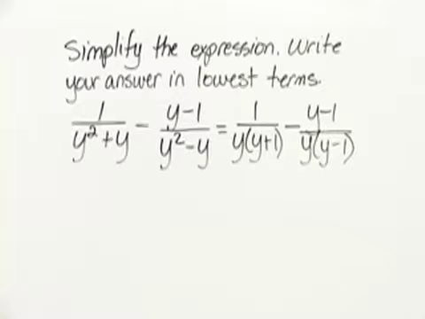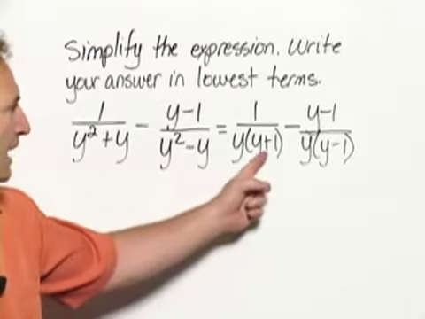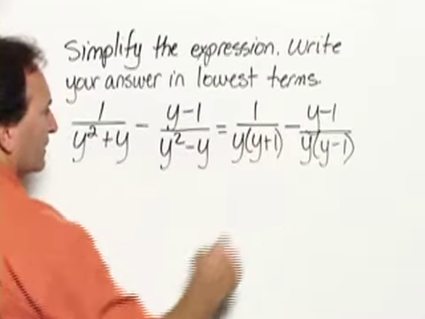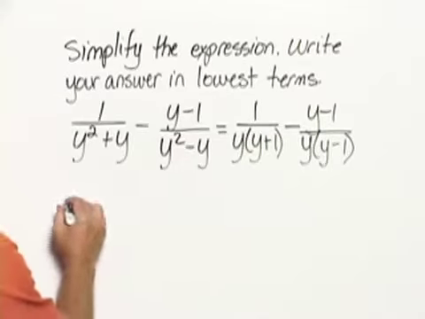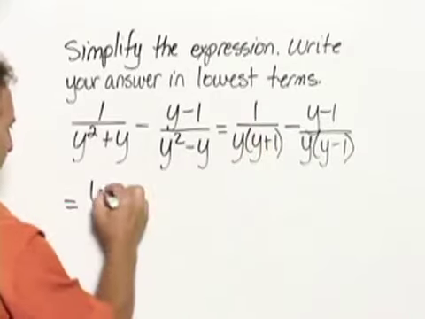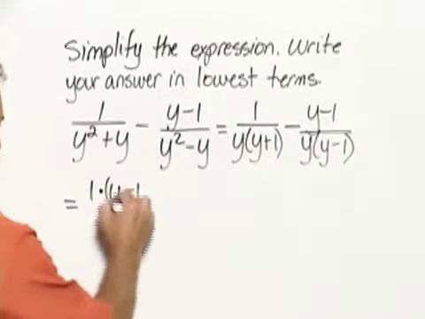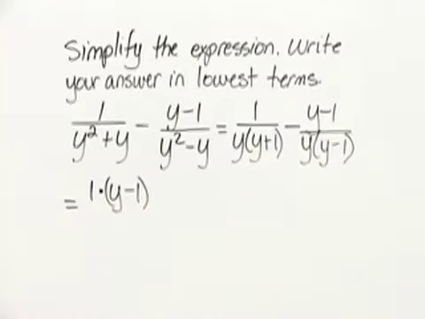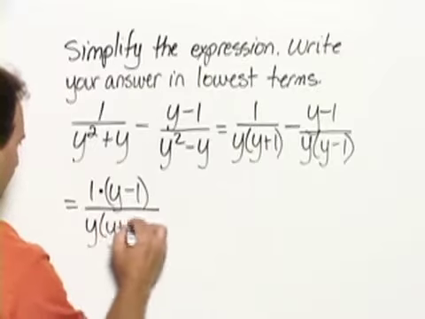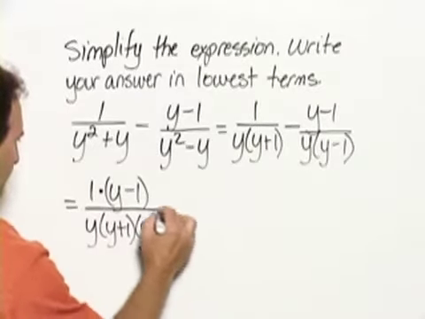So we now see that the LCD, the lowest common denominator, would be y times y plus 1 times y minus 1. So it has those three factors. That means that we need to multiply this fraction by y minus 1. That's on both the numerator and denominator, so it's 1 times y minus 1, which I'll put in parentheses. And that's over y times y plus 1 times y minus 1.